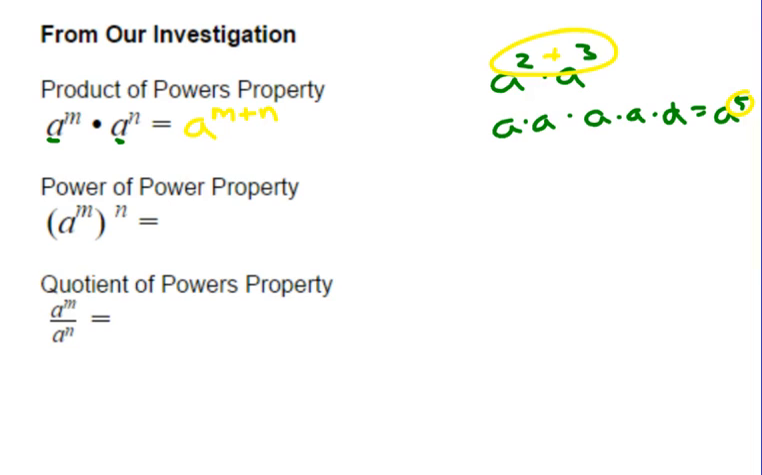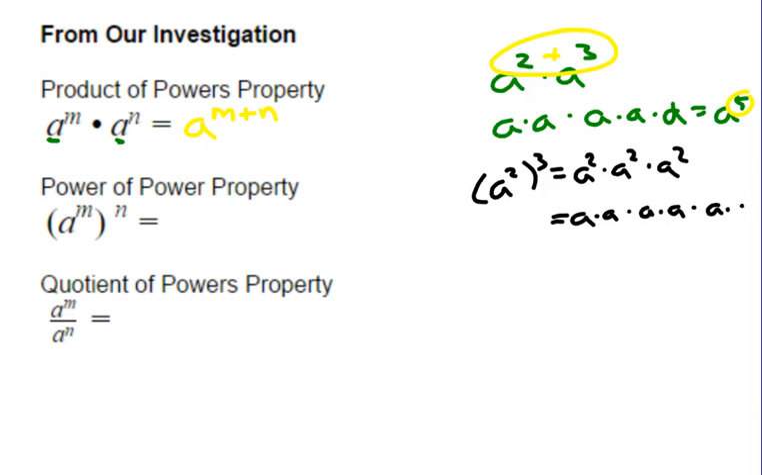Power of a power. Okay, let's say we have a squared cubed. Well, that's a squared times a squared times a squared. And in all the way expanded form, that's a times a times a times a times a times a. And that rewritten in exponential form as a single power is a to the sixth. So this final exponent, where is that coming from with the 2 and the 3? Well, we can do 2 times 3 to get 6, and that happens to always be true. If we have a power raised to a new exponent, we can take that original base and multiply the 2 exponents together.